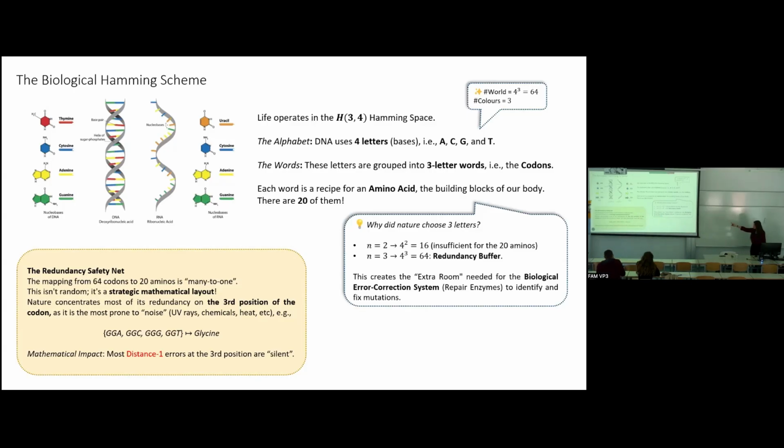And I wrote another fundamental thing here. This is like the intelligence of nature. Nature prioritizes the third position of the codon because it's the one that is affected the most by mistakes, by this noise. So every time we have GG, we will get glycine, whatever the letter is here. Mathematically speaking, in terms of code, most distance-one errors at the third position can be fixed.